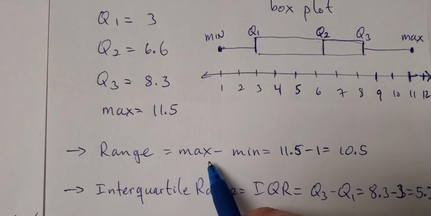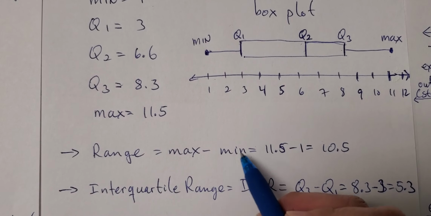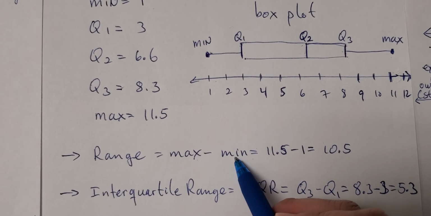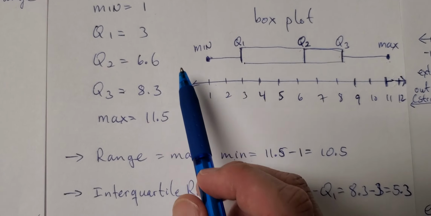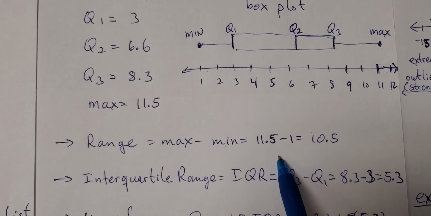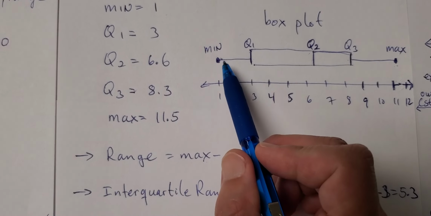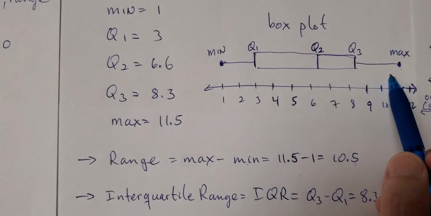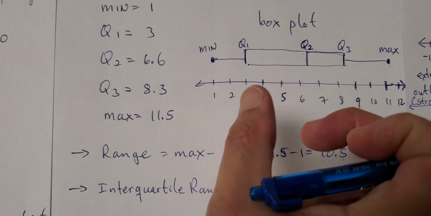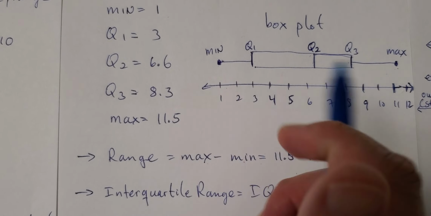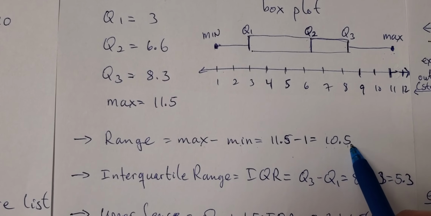Range is very easy. All you have to do is take the max number, subtract the minimum. So biggest subtract smallest. So my biggest is 11.5, my smallest is 1, which I have here. So my range is 10.5. What does range mean? From minimum to max, it is 10.5. That's how much it's spread. That's how wide it is. From here to here is 10.5.